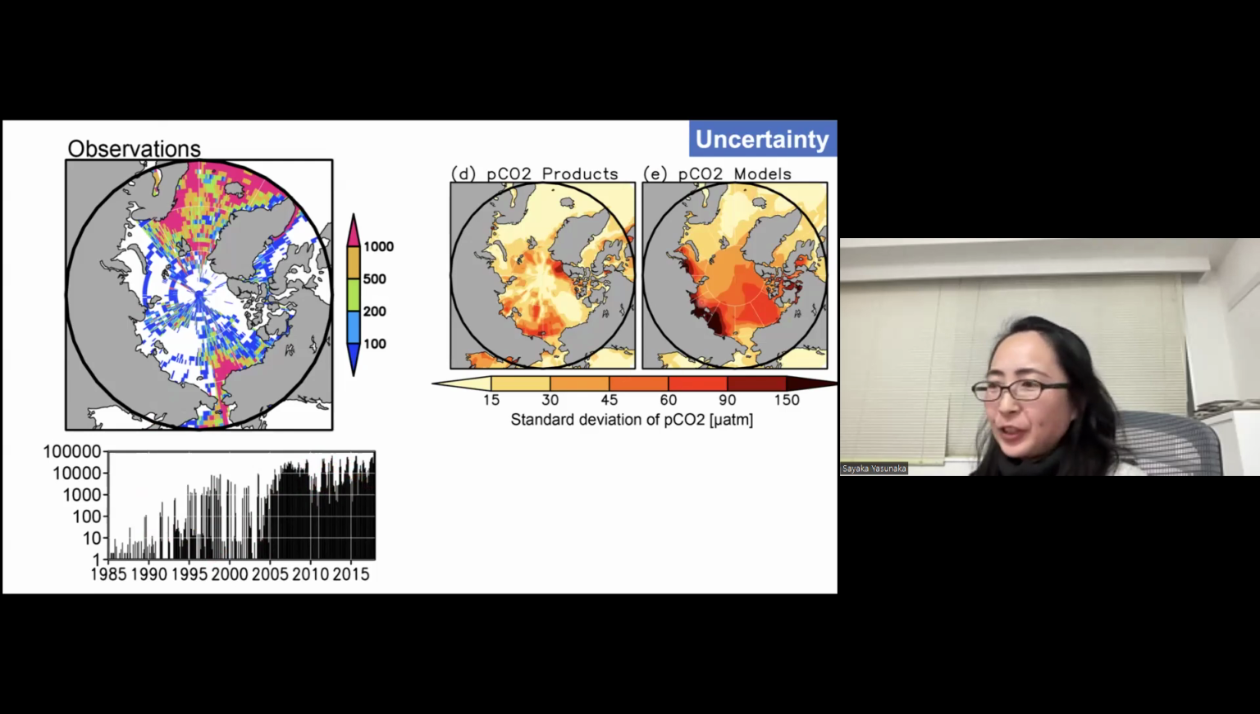This figure shows the difference of PCO2 among the products or estimates. The local red area shows a large difference. We think the region where the difference among the products is large is the region where the observation is limited. So, we need more data.